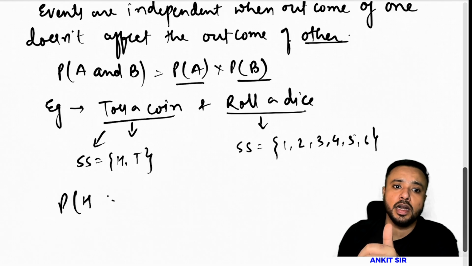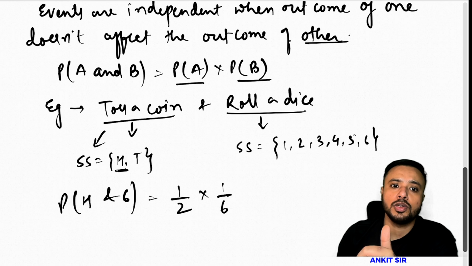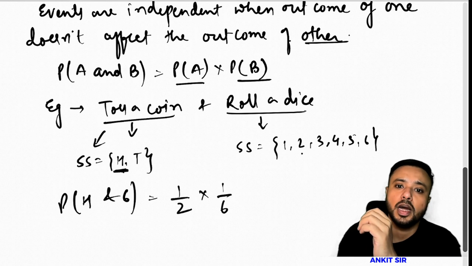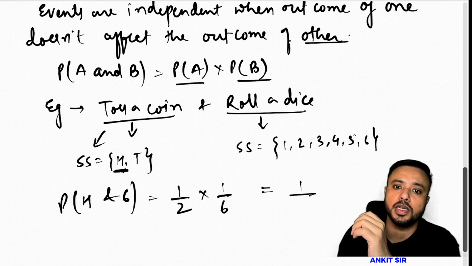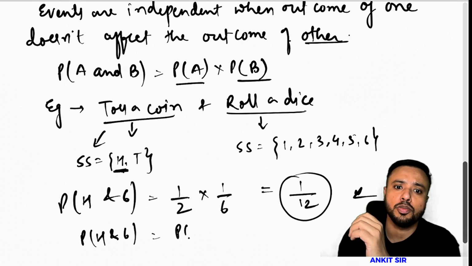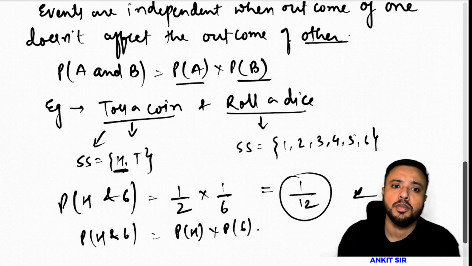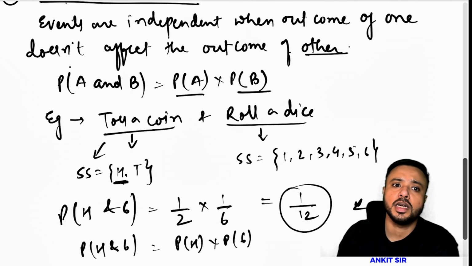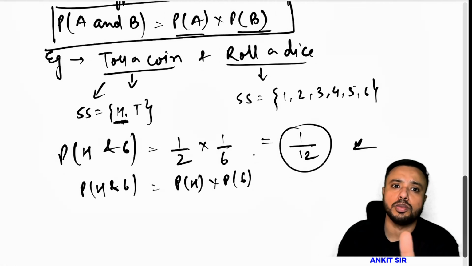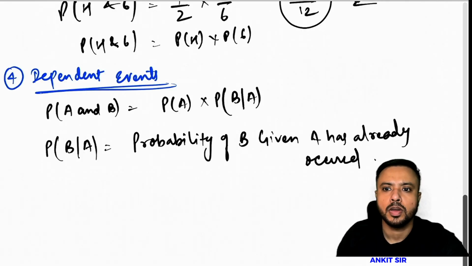So the probability of getting a head and six would be equal to 1 by 2 times 1 by 6. Why 1 by 2? Because for head, we will consider this sample space, where the total outcome is 2. And getting a 6 would be 1 by 6. So the probability is going to be 1 by 12. I'm using this formula here: P of H and 6 is equal to P of H times P of 6. Why? Because both of the events are independent events. And just now I said that for independent events, P of A and B is going to be equal to P A times P B. So tossing a coin and rolling a dice can be the best example of independent events. You need to remember this to understand it in a better way.